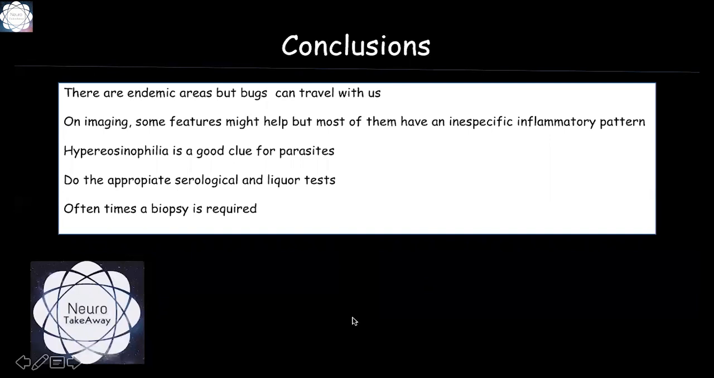There are endemic areas, but bugs can travel with us. On imaging, some features might help, but most of them have a nonspecific inflammatory pattern. Hypereosinophilia is a good clue for parasites. Do the appropriate serological and liquid tests, but oftentimes a biopsy is required.